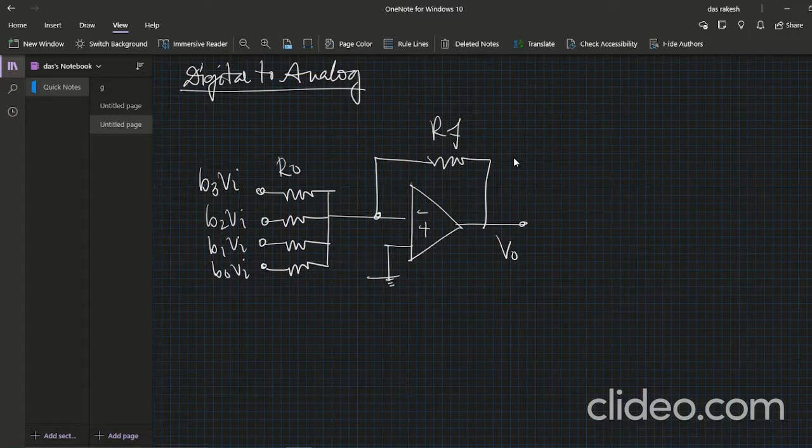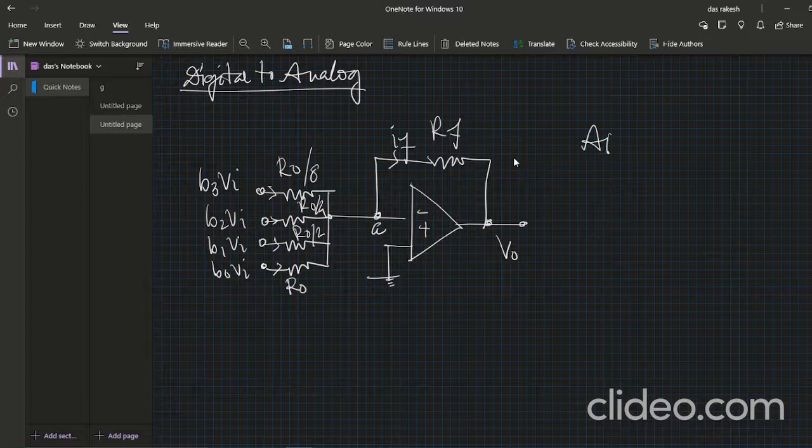Say the value of the resistances: first of all this is R0, and next this is R0 by 2, this is R0 by 4, and this is R0 by 8. So there are basically 4 currents, I1, I2, I3 and I4. These 4 currents are added at the terminal A. So we apply KCL, and here the current is equal to IF, the feedback current.